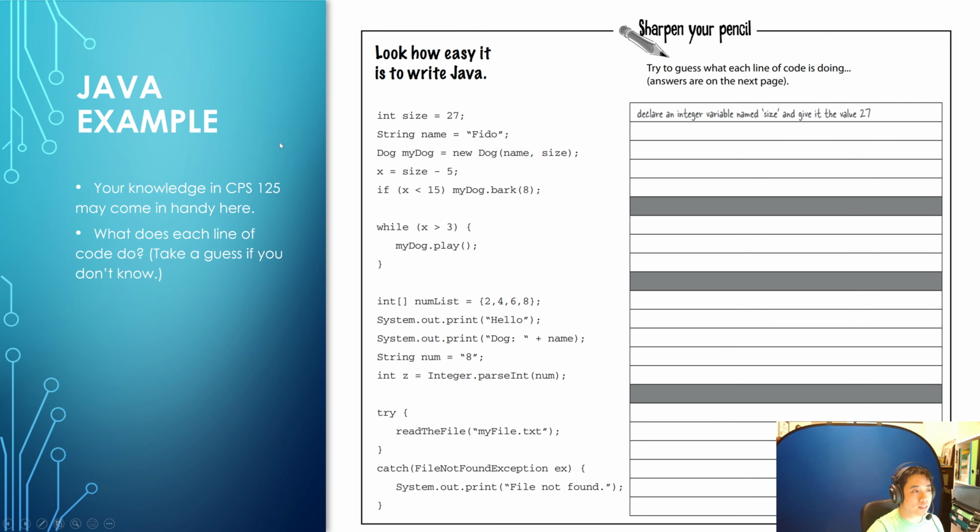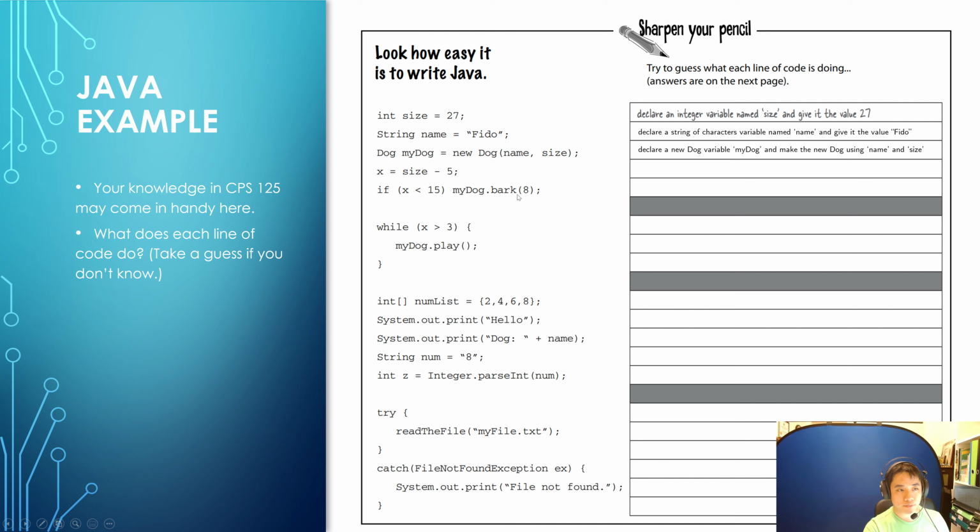So what I also covered is a quiz. This is to quiz you a bit on your CPS 125 knowledge and see if you can interpret Java code using the pre-existing knowledge you have. For example, here in each line of code, first I declare an integer variable named size and give it the value of 27. Then I declare a string and give it the value Fido. Then I make a new dog variable and dog, assuming the class exists, will make a new dog for me.